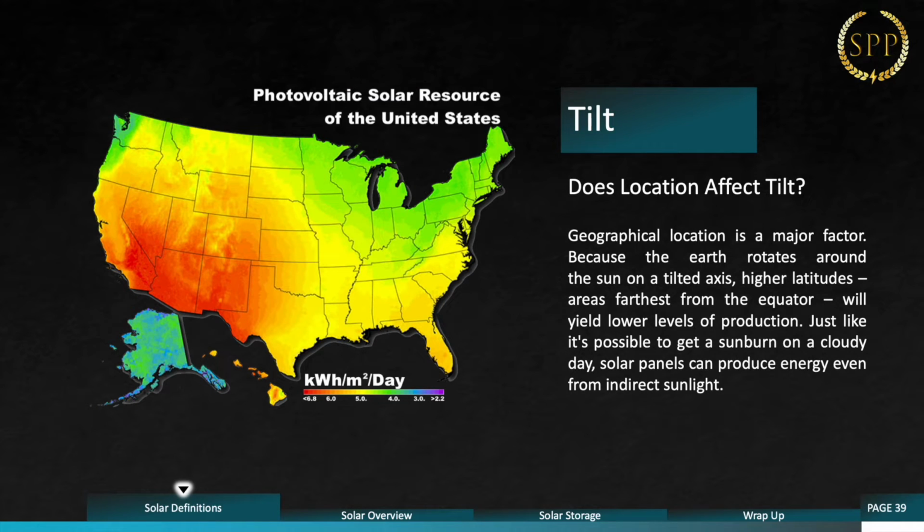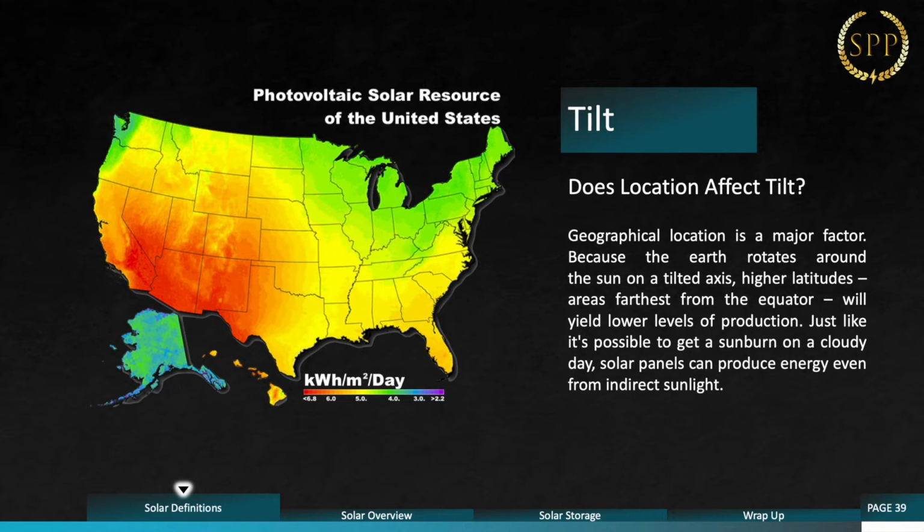So, like we said before, location. Does it affect the tilt? Absolutely, 100% it does. Geographic location is a major factor. Because the Earth rotates around the sun on a tilted axis, higher latitudes or areas furthest away from the equator will yield lower levels of production.